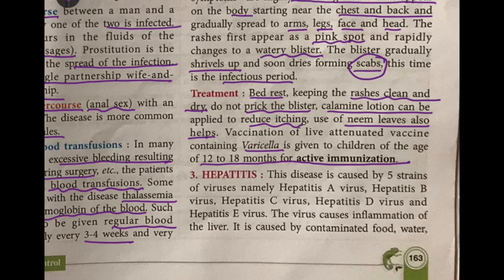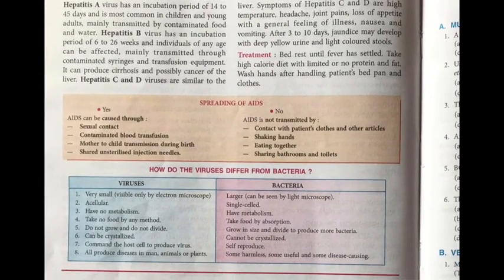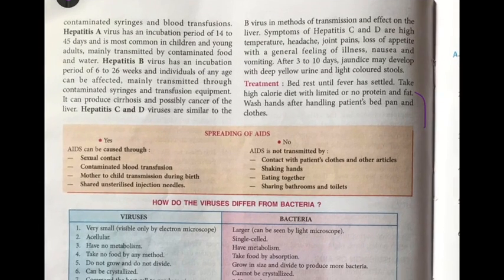Now next we come to hepatitis. It is caused by 5 strains of virus, namely hepatitis A, B, C, D, and E. Okay, so this virus causes inflammation of the liver. That is, the liver becomes swollen, and it is caused by contaminated food, water, okay, and contaminated syringes again. That is the needles, and even in blood transfusions.